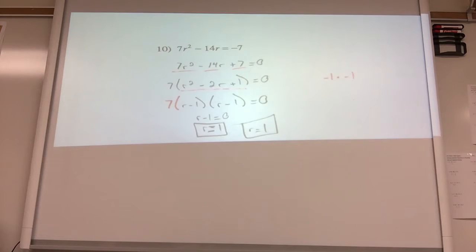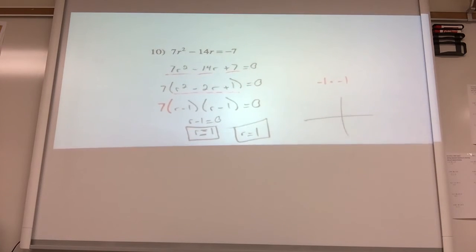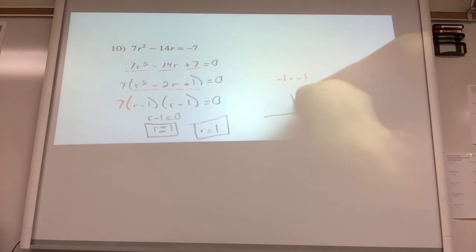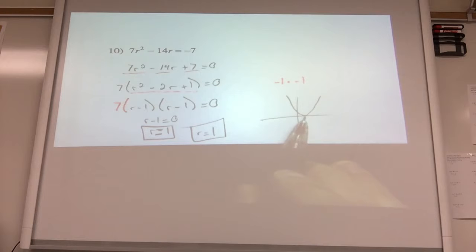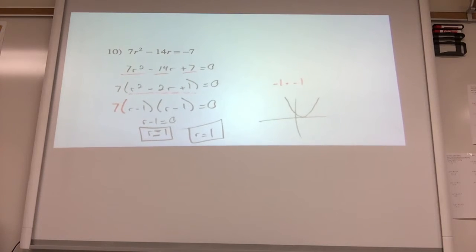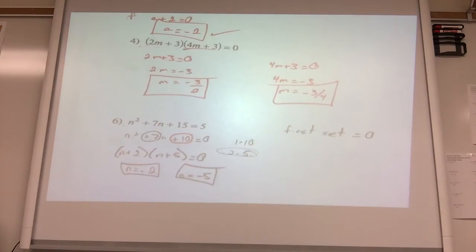That's called a double root. What that's going to look like is when you graph it, it's going to come down and hit your x-axis, or in this case, your r-axis, at r equals 1, right there. It's called a double root. Only hits in that one spot.